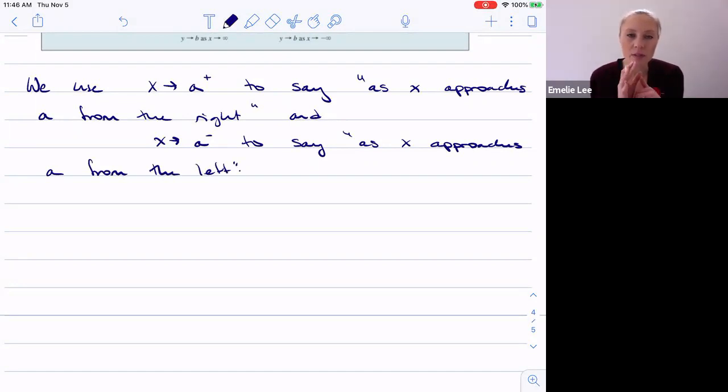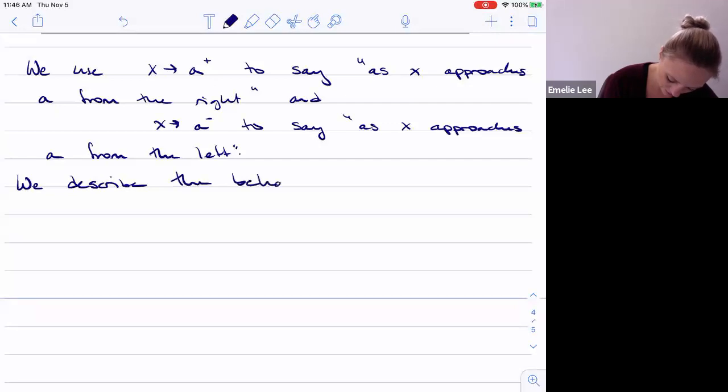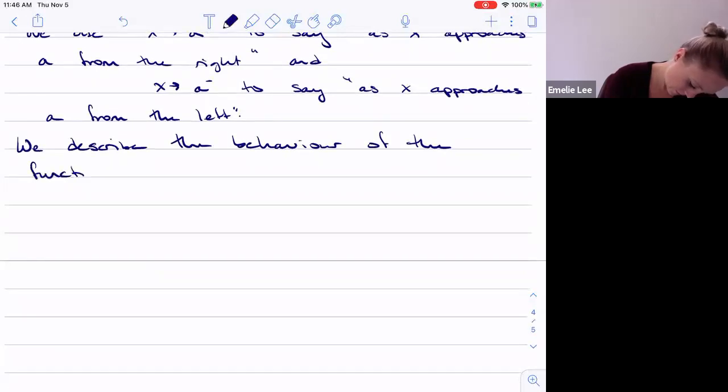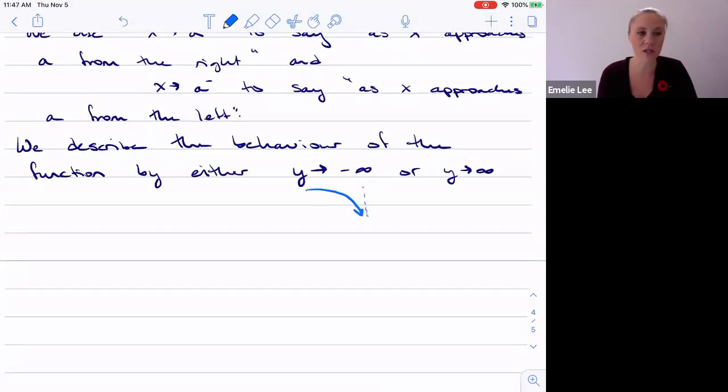We describe the behavior of the function by either y is going to negative infinity or y is going to positive infinity. Those are our two options. We describe the behavior of the function by either y is going to negative infinity or y is approaching positive infinity, right? So here, if it's going kind of down, down, down as you approach an asymptote, or if it's going up, up, up, right, then y is going to positive infinity.